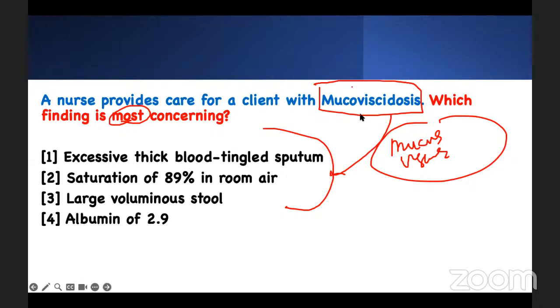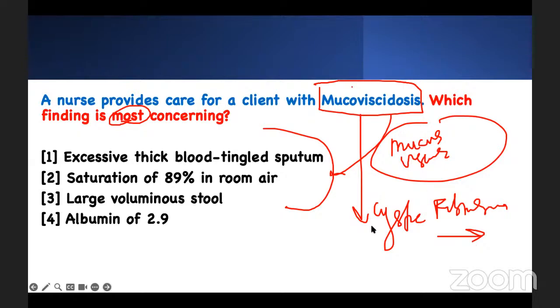Mucoviscidosis. This is cystic fibrosis, another name for cystic fibrosis. Now that you know, I give you the answer. That's another name for it. Cystic fibrosis. Which of these do you think is bad?